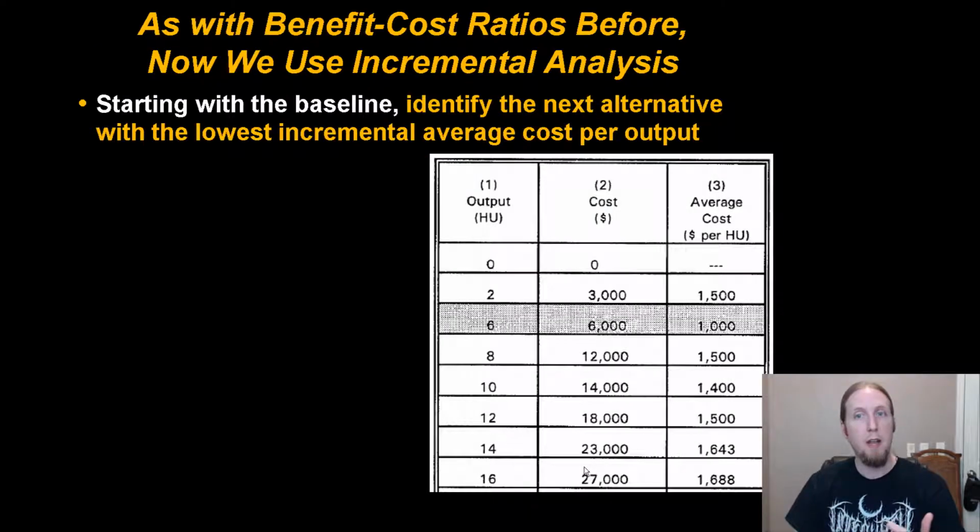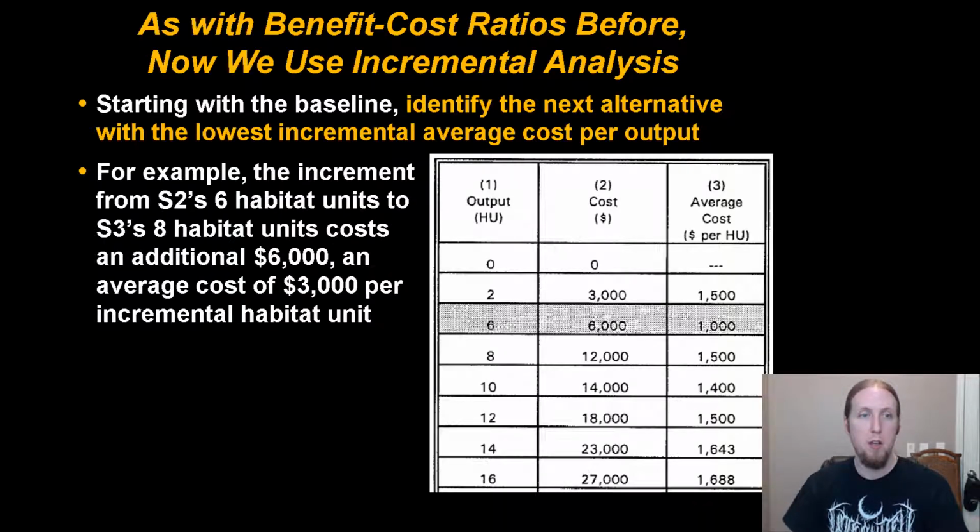So we're going to identify the next strategy that has the lowest incremental average cost per unit of output. What you can see is the next strategy, strategy 3, provides 8 habitat units, and it costs an additional $6,000. It's a cost of $12,000 compared to the $6,000 of strategy 2. Therefore, since we get 2 additional habitat units for $6,000 additional dollars, we have an average incremental cost of $3,000 per habitat unit.